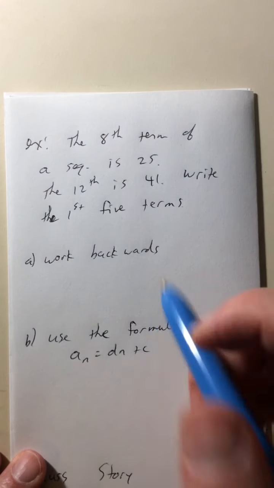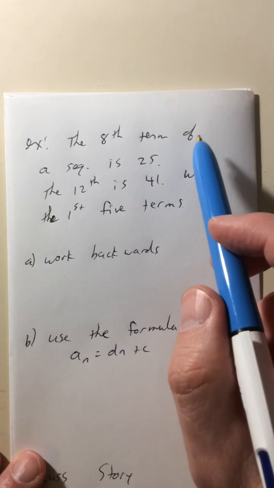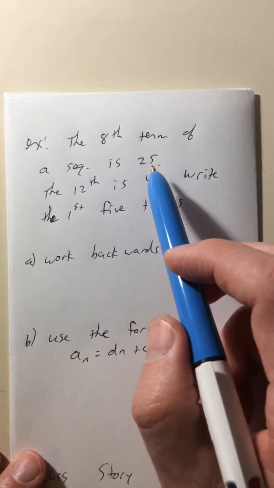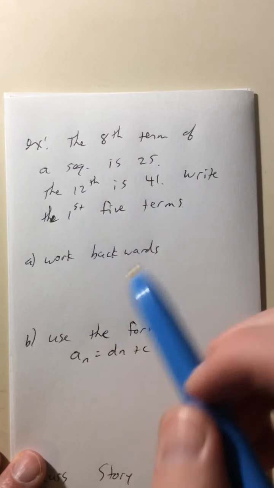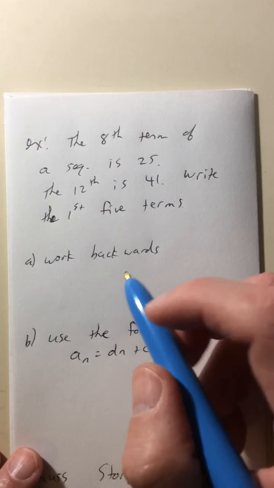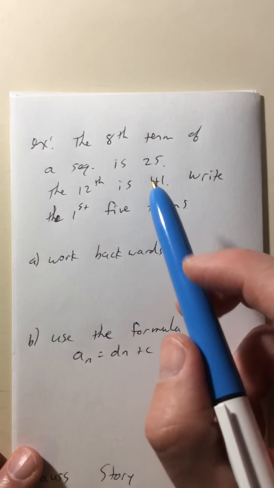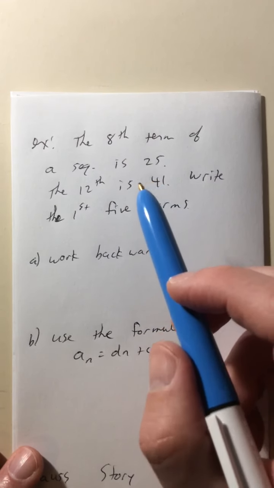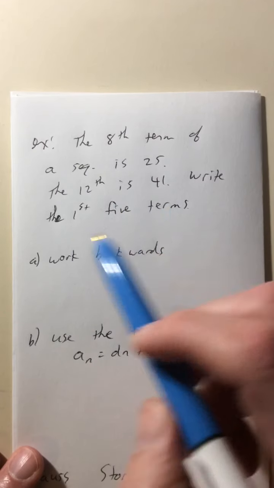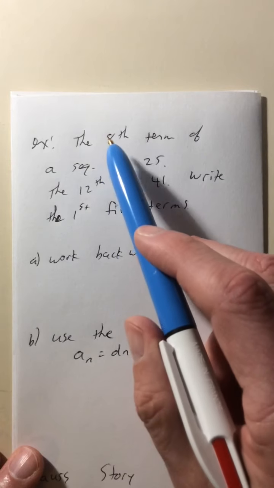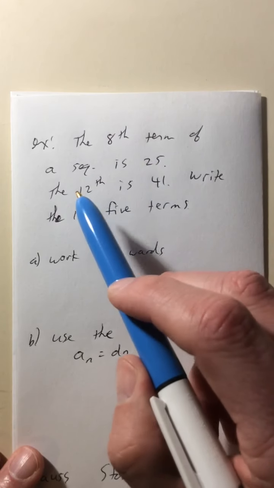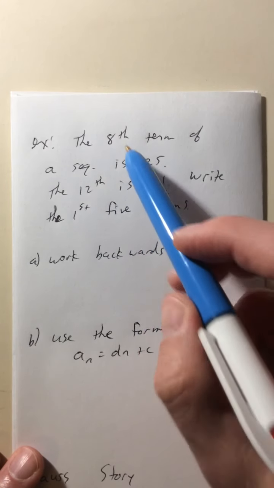All right, so the 8th term of a sequence is 25. The 12th term is 41, right? Find the first 5 terms. So what we really need to do here first is, as you might imagine, find the common difference, because that's really the most important thing in all of these sequences here. So we know, like I said, that the 8th term is 25 and the 12th term is 41.